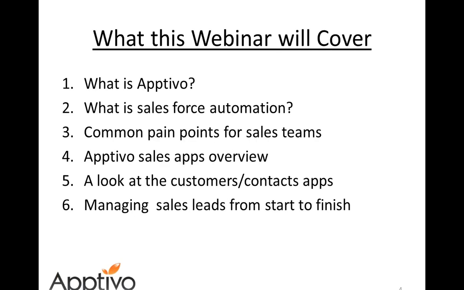And now let's talk about the topics of this webinar. So we'll start from the top, give a quick overview of what is Apptivo, which we kind of just did, but I'll dive in a little bit deeper. And then we'll talk about what is Salesforce automation. And then we'll cover some common pain points, like what are some problems that sales teams have to deal with day to day. And then we'll move into actually talking about the different sales applications that are available inside of our CRM apps. And then finally, we'll take an in-depth look at the customers and contacts app, which are obviously part of the CRM, but they're extremely closely related to those sales applications.